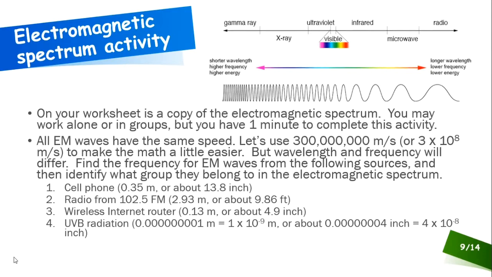So with that in mind, look at your workbook and find a copy of the electromagnetic spectrum there. And then keep in mind that all EM waves have the same speed. So we're going to use 300 million meters per second to make the math a little easier. You still got a big number to play with, but that's all right. And then wavelength and frequency are going to differ for the different types. So find the frequency for EM waves from the sources that you see down here below, and then identify what group they belong to in the electromagnetic spectrum.